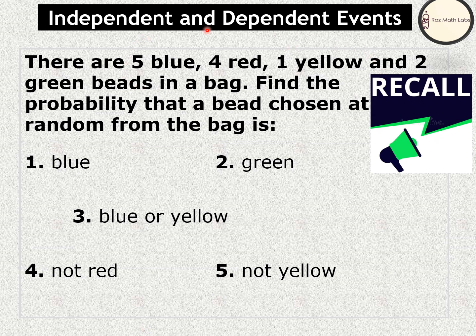So out of 12 beads, the probability of choosing a blue bead at random will be 5/12. Choosing a green bead at random will be 2/12, and this in the simplest form is 1/6. Choosing a blue or a yellow bead, so blue are 5 and 1 yellow, that is 6/12, in the simplest form will be half, and so on. Hope you have got the concept.